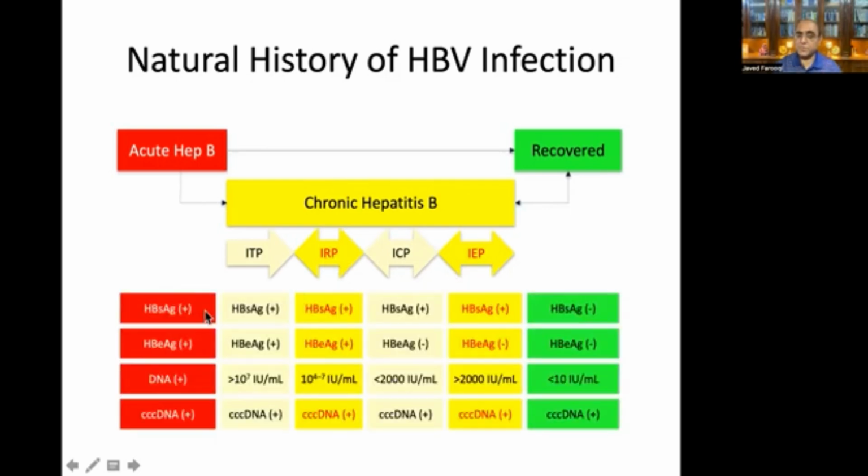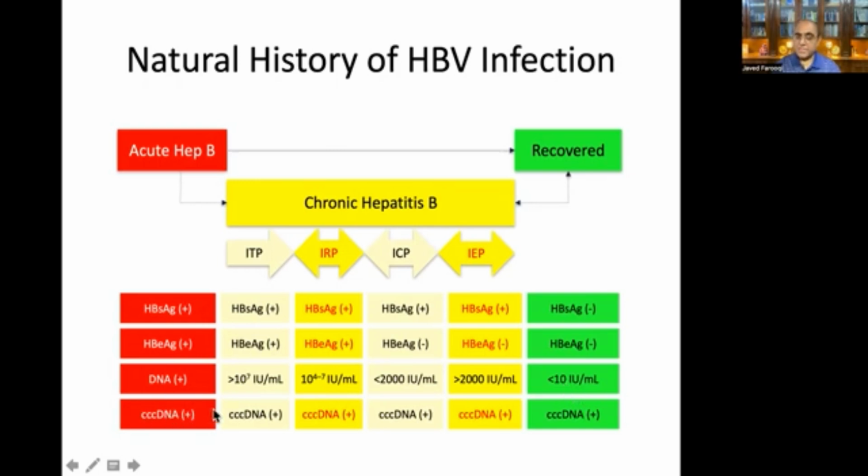And when we see the profile in these patients, the HBs antigen remains positive in all the 4 phases and becomes negative in the recovered phase. Then the E antigen is positive in the first 2 phases, while it is negative in the last 2 phases of chronic hepatitis B and in the recovered phase. The DNA is sky high in the immune tolerant phase, second highest in the immune reactive phase, then negative or less than 2000 in the immune control phase, and again rising in the immune escape phase, and in the recovered phase less than 10 units, it is negative.